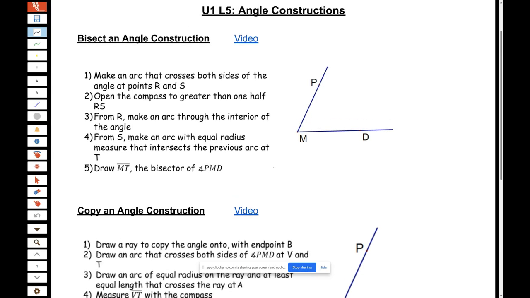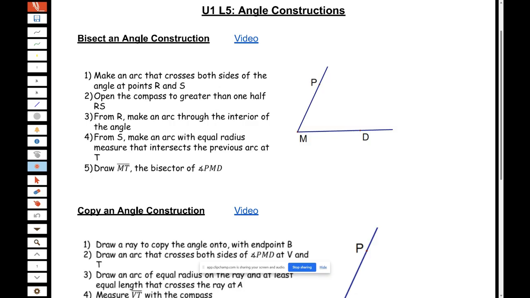So we're going to learn how, just like we did with a segment, to copy and bisect a segment, we're also going to copy and bisect an angle. I'm going to do the bisect construction first because it's easier. All right, so the first thing we're going to do is learn to bisect an angle.